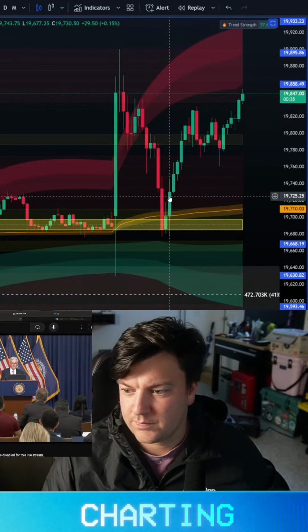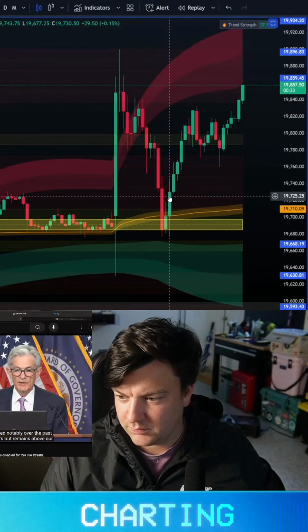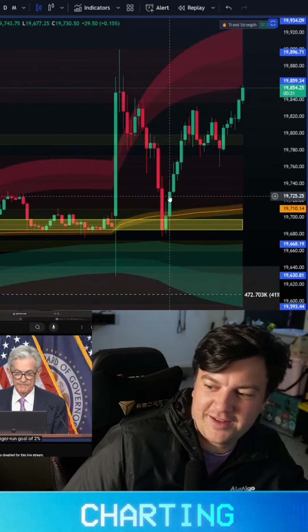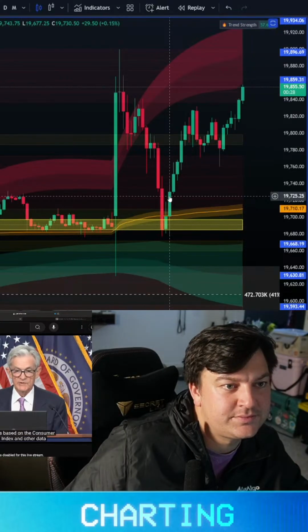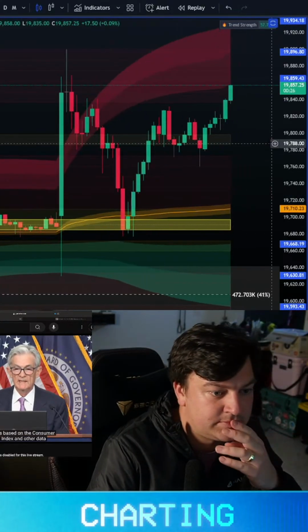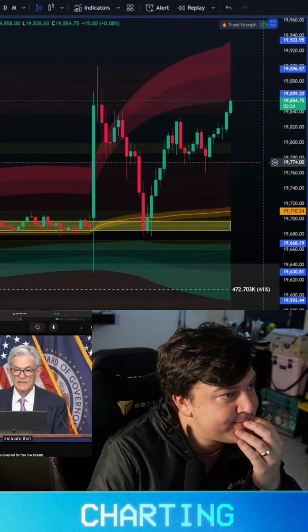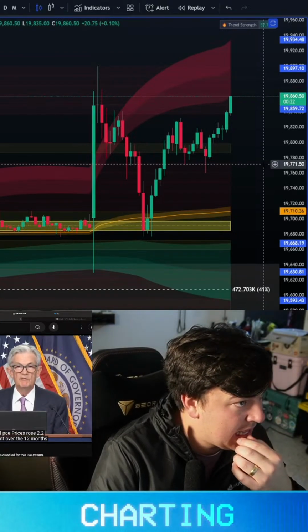Inflation has eased notably over the past 2 years, but remains above our longer run goal of 2%. Estimates based on the Consumer Price Index and other data indicate that total PCE prices rose 2.2% over the 12 months ending in August.